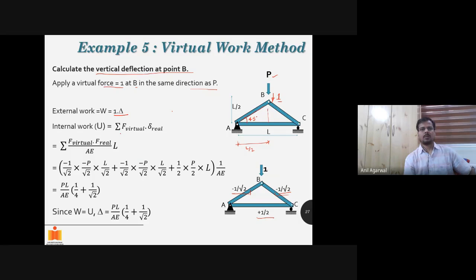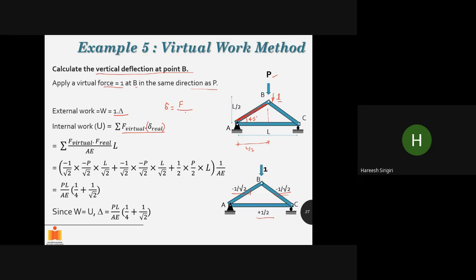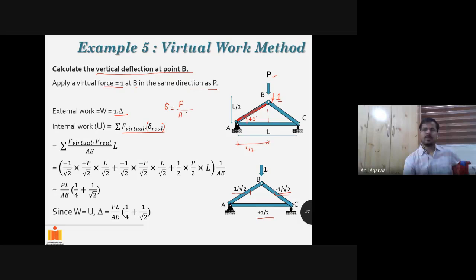Okay, so coming back to our definition of strain energy, that is F virtual delta real. Now delta real, that is delta because of any force, right? So delta is given by what? In order to calculate how much is the deformation in any member, how much is the contraction or expansion in any member, if I know the force value, how can I calculate delta of that member? Yes, sir. Delta will be equal to force times L by A E, that is P L by A E.